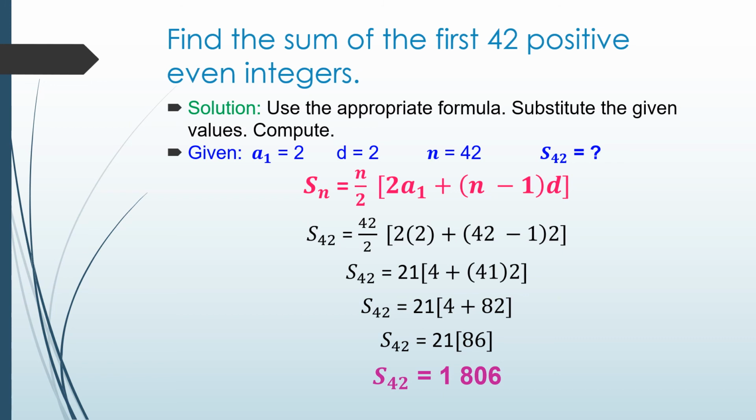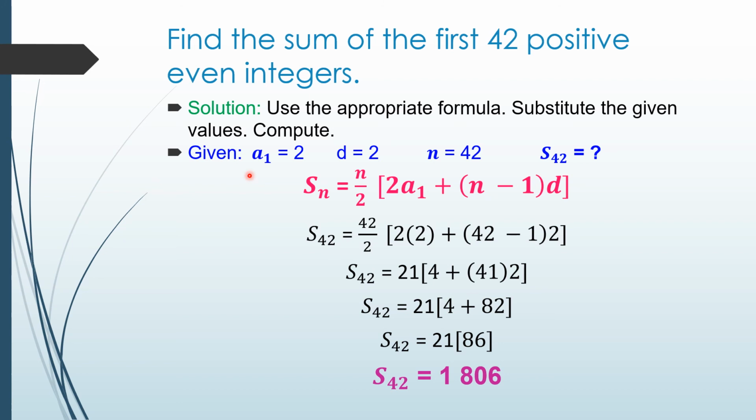Halimbawa, 4. 4 divided by 2, that is 2. Wala siyang remainder. So ang 4 ay even integer. Ano pa? Halimbawa, 20. 20 ay even integer kasi pag dinivide mo si 20 kay 2, ang sagot ay 10. Wala tayong remainder. Simulan na natin. For the solution, use the appropriate formula. Substitute the given values and then compute.